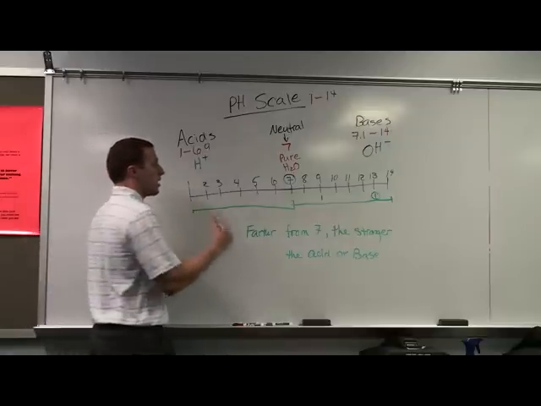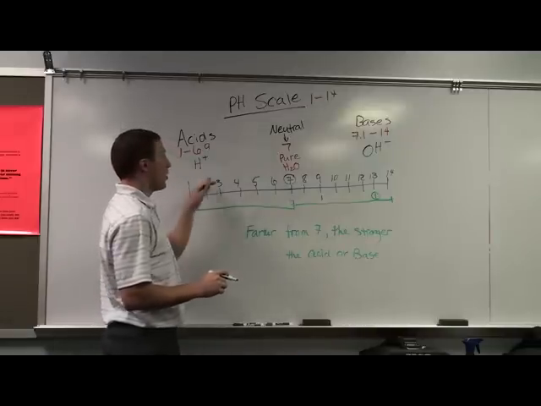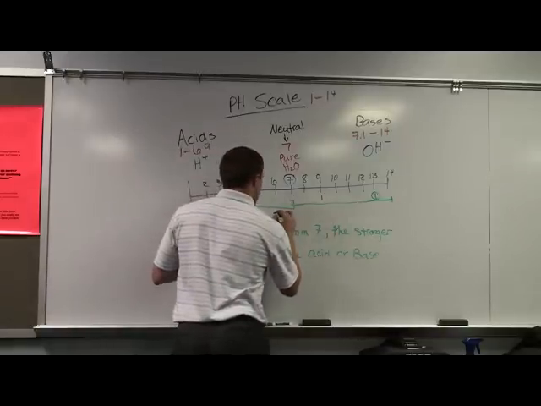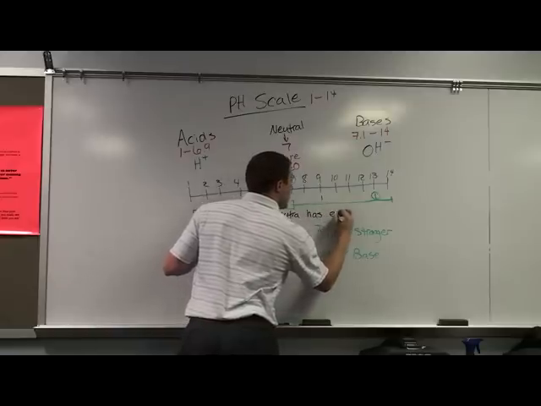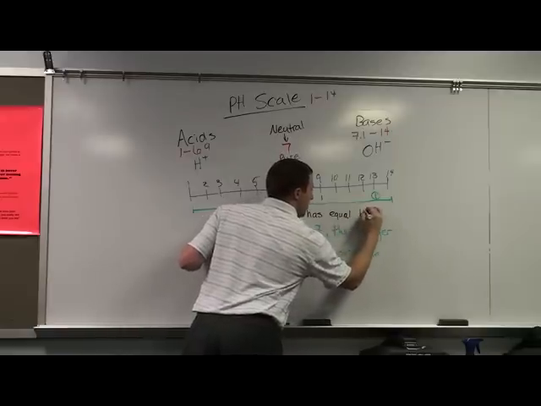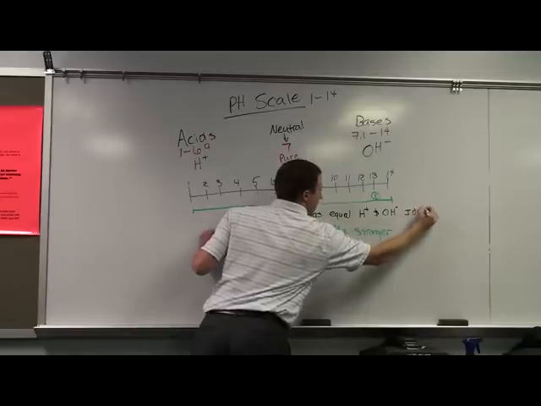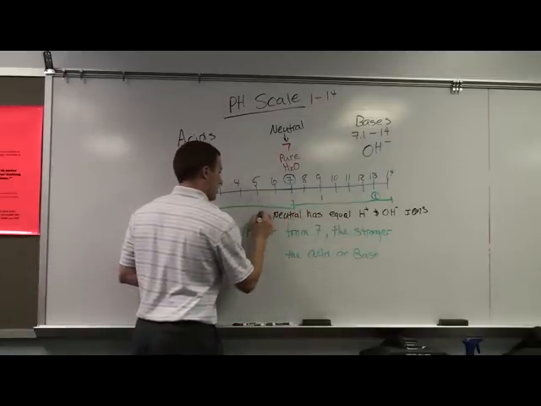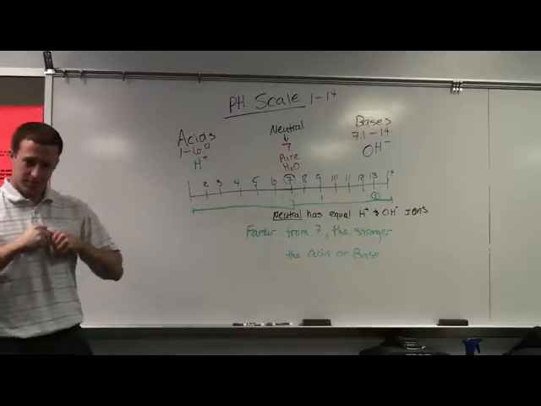Okay? Now, what do you think 7 has? Do you think it has more H or more OH? Equal on both, right? So 7, neutral, has equal H plus and OH negative ions. Okay? So if you are 7, which is neutral, you have equal H plus and OH ions. Does that make sense?